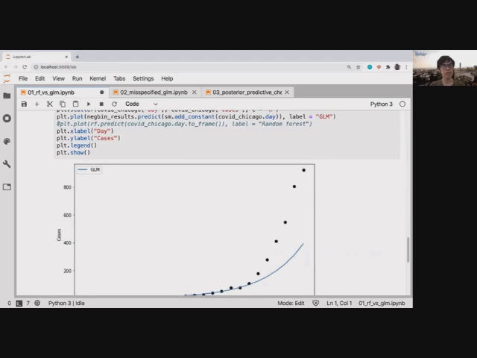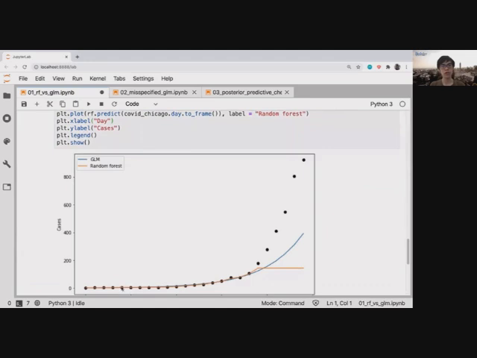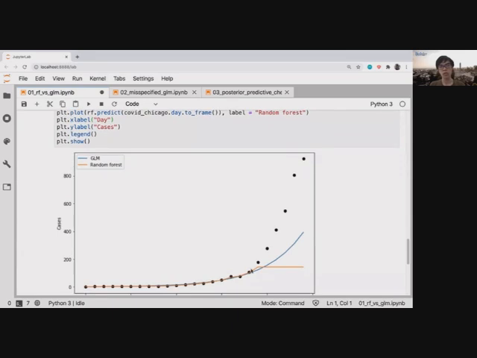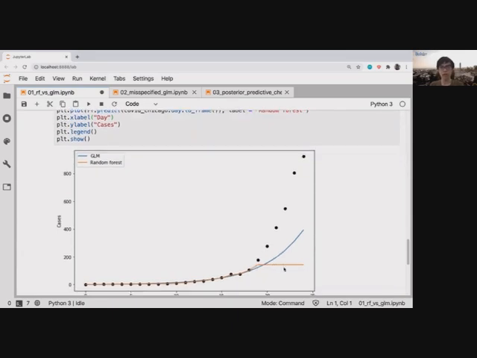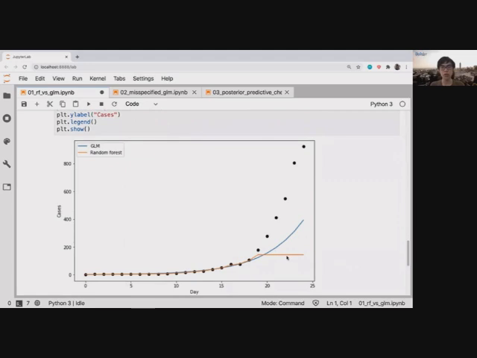On the other hand, if we plot the predictions for the random forest model, something strange is happening. It kind of fits the training data perfectly, right? So it just passes through all of these points. But at the end of the training set, it levels off, and any predictions for future time points are constant. It's constant at the prediction for day 19. And why is this the case?